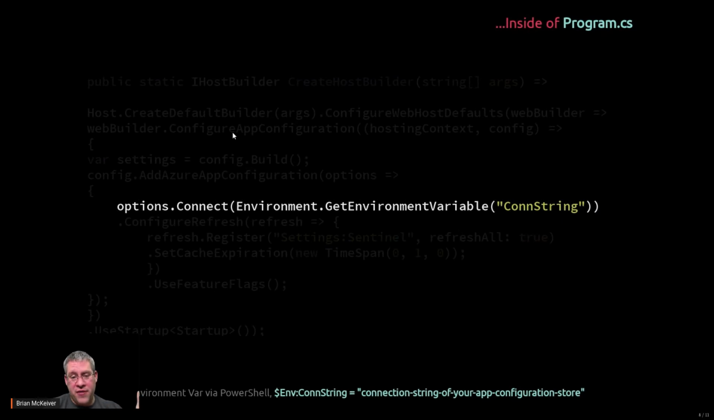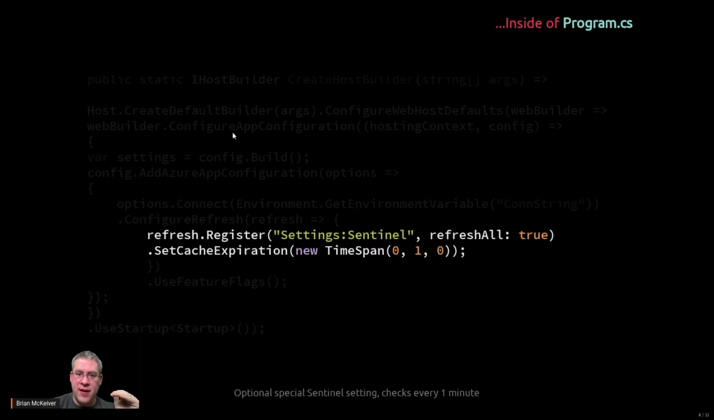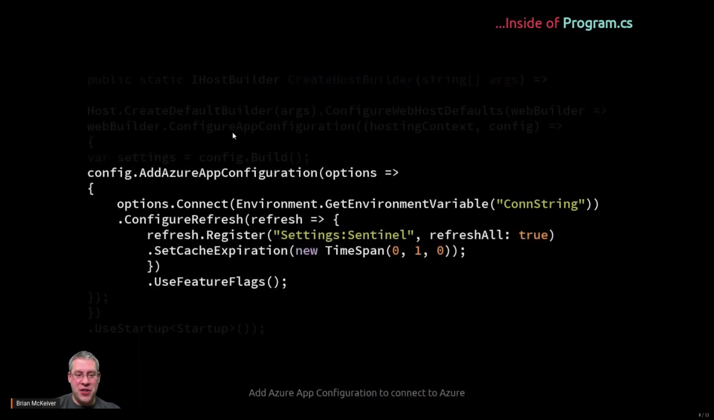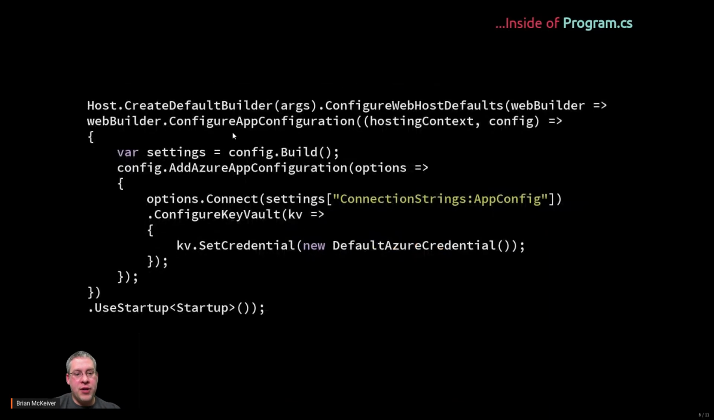So I may have gone through that a little fast, but connection string from there, refresh via a sentinel, which is optional, but it's basically did something change or not, and go ask that question every 1 minute, and then use feature flags as that bottom row. A little too fast. Okay. Once you have that, that would be enough to get up and running.